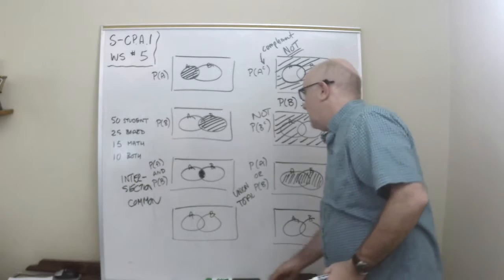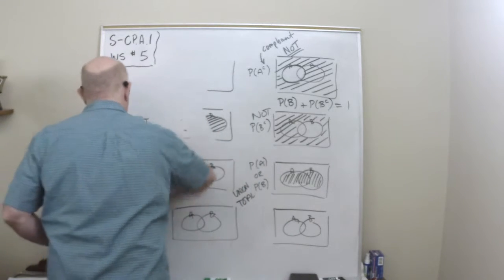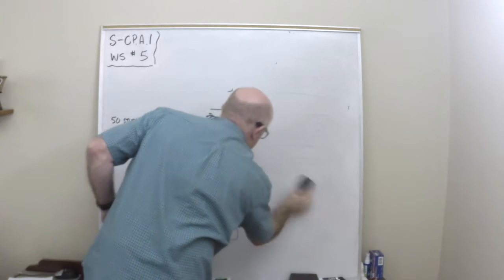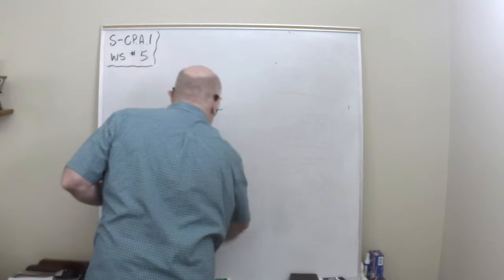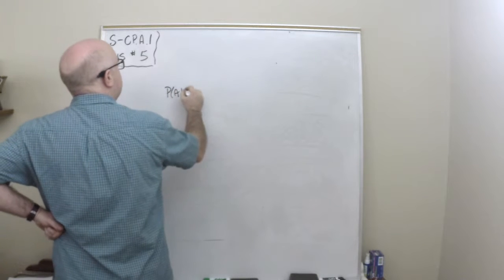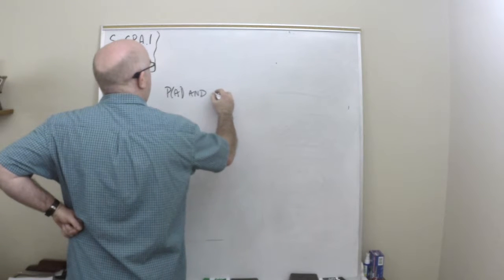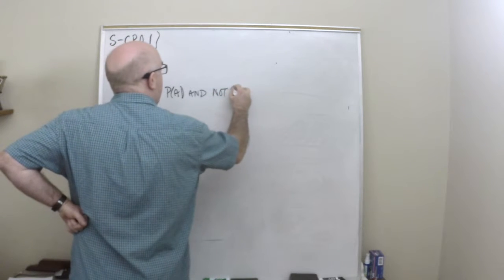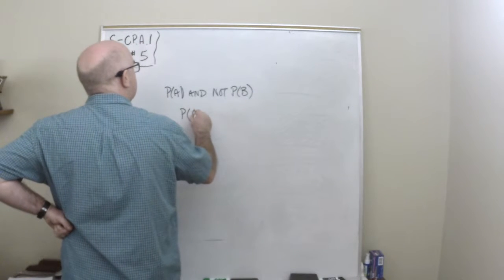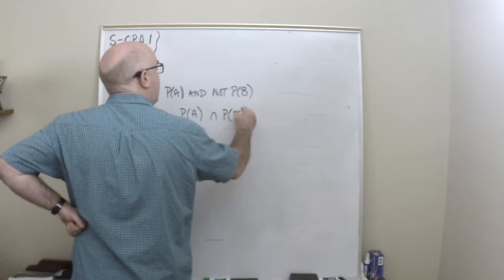Now, there are a couple of other regions that are a little bit trickier, so let me get to those right now. And I'm going to write it in words. So where's the probability of A and not the probability of B? Or in other words, the probability of A intersect with the probability of not B.